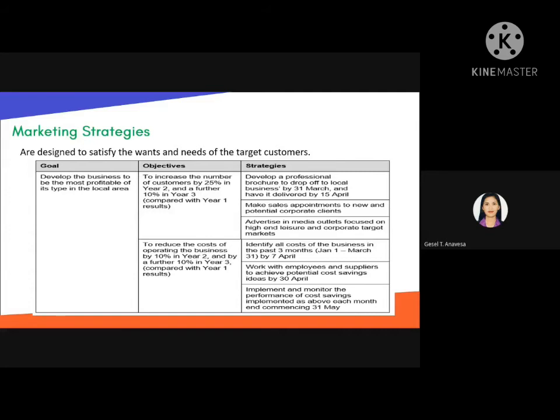Okay? So second objective, based on the given example, is to reduce the cost of operating the business by 10% in year 2. So unsa man ang strategy nga buhaton para ma-achieve na siya nga objective? You have to identify all the costs of the business in the past 3 months. So mao na strategy nga buhaton, or work with employees and suppliers to achieve potential cost savings, or implement and monitor the performance of cost savings implemented as above each month, commencing on May 31. So mao na ang example.